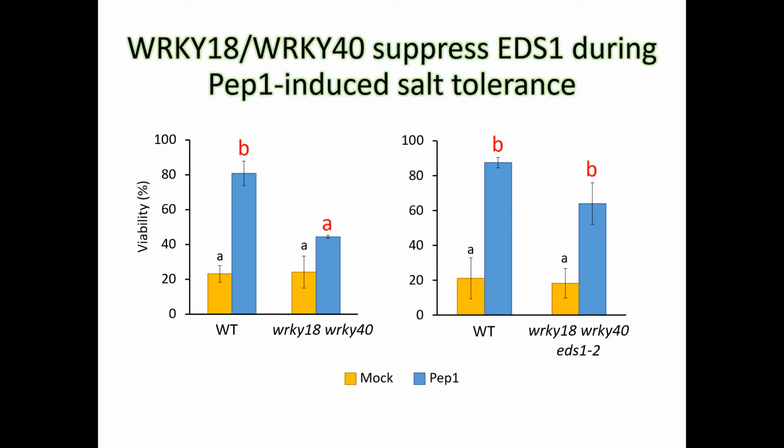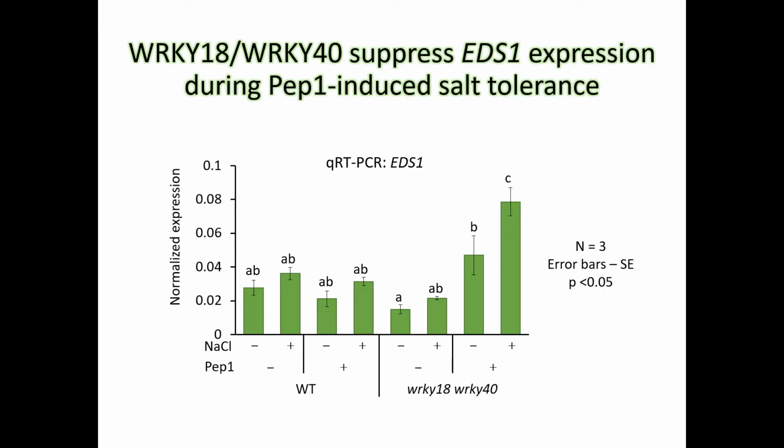Now, using a similar approach, we tested the relationship between WRKY18/40 and EDS1 during PEP-induced salt tolerance. Like I've shown you earlier, in the WRKY18/40 double mutant, the PEP-induced salt tolerance is compromised. However, with the simultaneous loss of EDS1, this compromised phenotype reverted back to the wild-type phenotype. So this tells us that WRKY18/40 suppresses EDS1 function in order to confer salt tolerance.